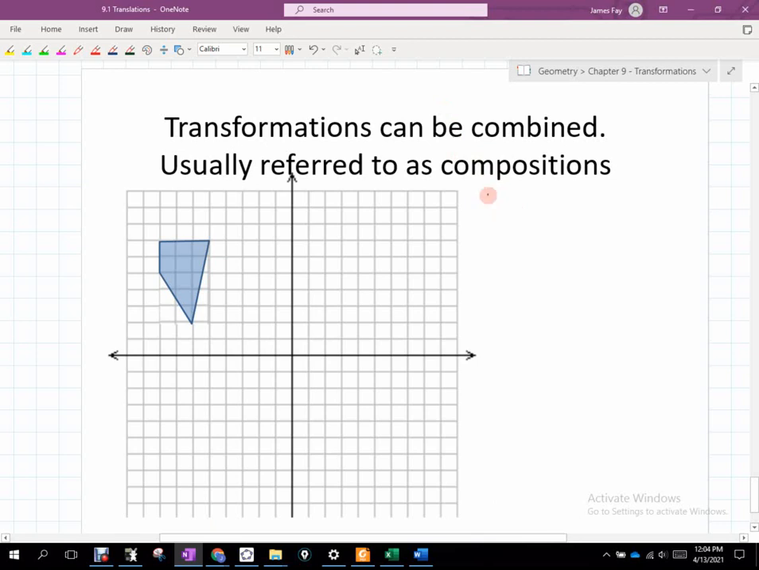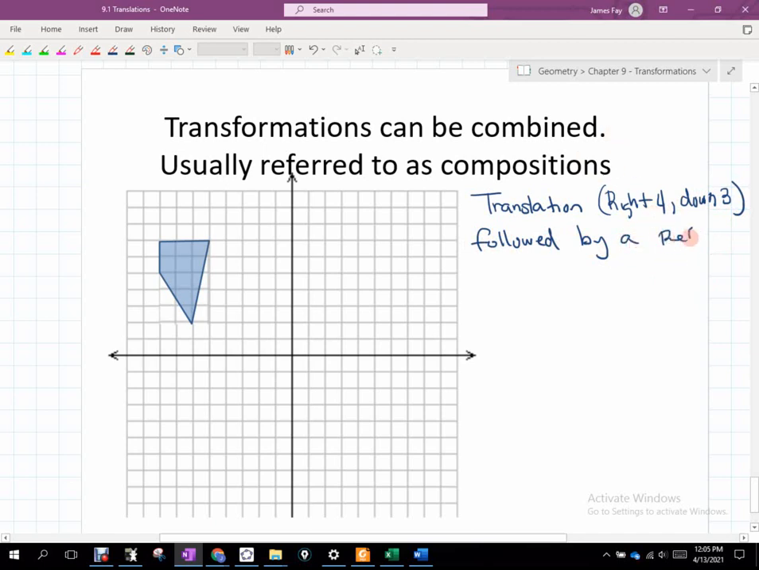let's say that I want to do a... I'll put it in words first. Let's do a translation, and I'm just putting in parentheses here that I want to go right 4 units, down 3, followed by a reflection across the, let's go x-axis. Okay. This is referred to as a composition.